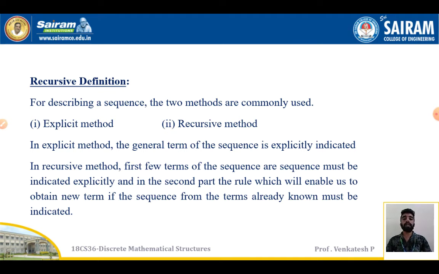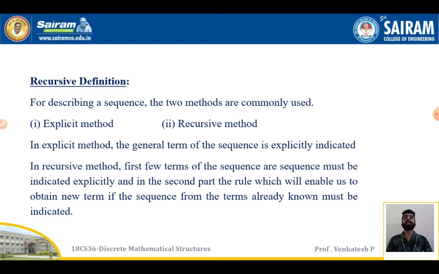In describing any kind of sequences, commonly we use two kinds of methods. One is the explicit method, the other is the recursive method. In the explicit method, the general term of the sequence is explicitly indicated. For example, if the sequence is a_n = 2n, I can represent that explicitly like a1, a2, a3, etc.